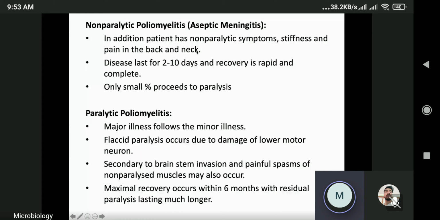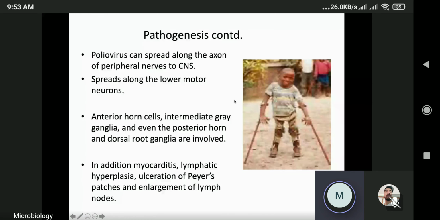Okay. And another is paralytic poliomyelitis. This is important because there will be paralysis of the affected organ. Okay. So due to the damage of these motor neurons, most commonly the limbs will be paralyzed, it's called flaccid paralysis. This is very important because it will persist for life. Okay. See here, this is shown in the figure. Due to polio, there is a disability for the whole life.